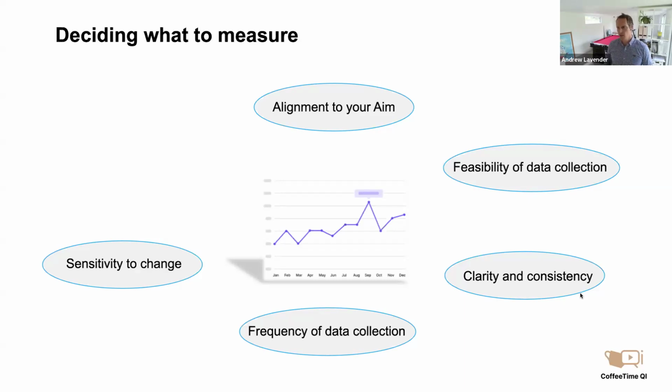If you've got measures that take a long time to illustrate a change, for example, a rolling average over 90 days, you could collect that regularly, but it's still going to take a long time to show a real change in your data. So think about that when you're deciding what to measure as part of your project.